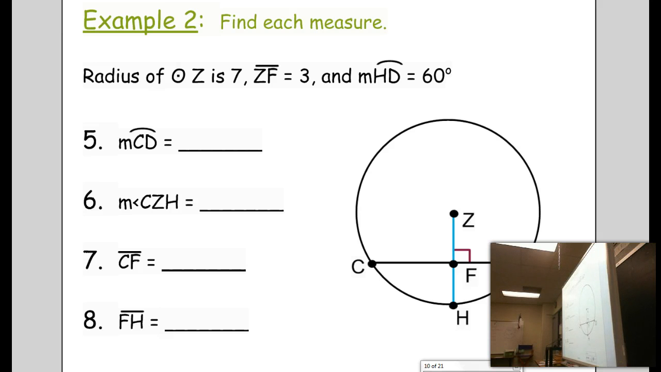Radius of circle Z is 7. The radius is 7. ZF is 3. And HD is 60 degrees. Oh, that's so cheating. I'm going to fix that too. So when it says the radius of circle Z is 7, right now there's only one radius drawn. What's the name of that radius? In my picture up here, not in your picture. What radius is drawn? Name it.